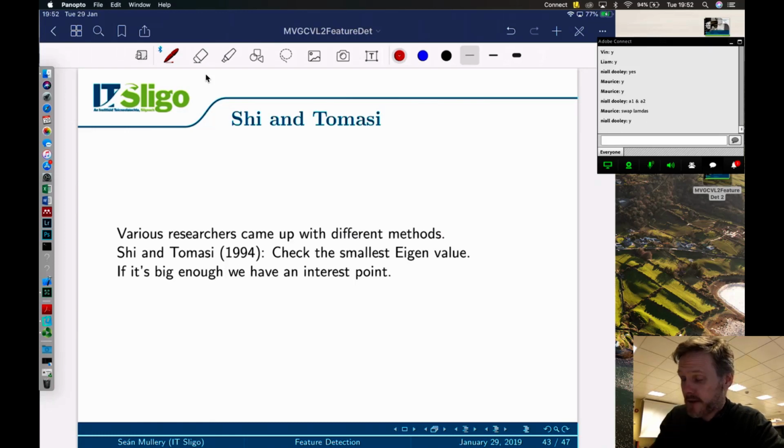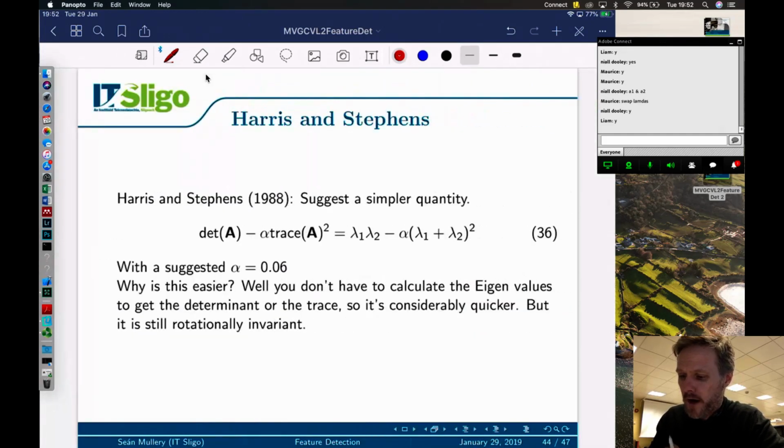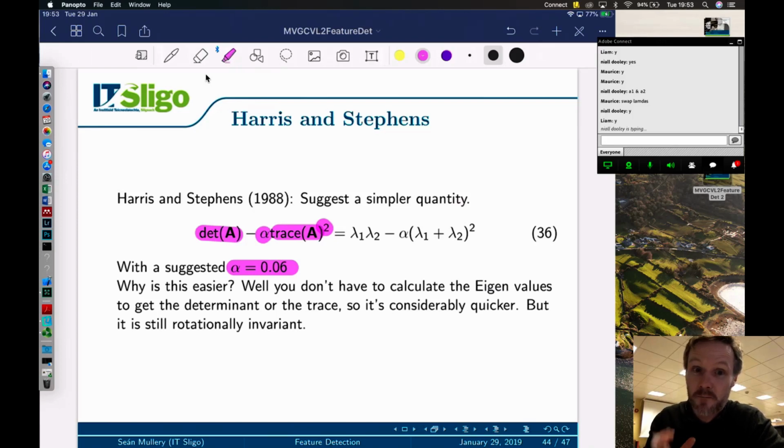Yeah. So for a 2 by 2 matrix, it's not that bad, but it's nowhere near as fast as some of the other things you can do in a matrix. So what Harris and Stevens suggested was, instead of that, we'll get an idea of the two eigenvalues by getting the determinant of a 2 by 2 matrix and the trace of a 2 by 2 matrix. Now they also squared it and multiplied it by a value to get some balance between these two, and the balancing value they came up with was 0.06, which you can assume means they were doing a bit of tweaking there to find the right one.